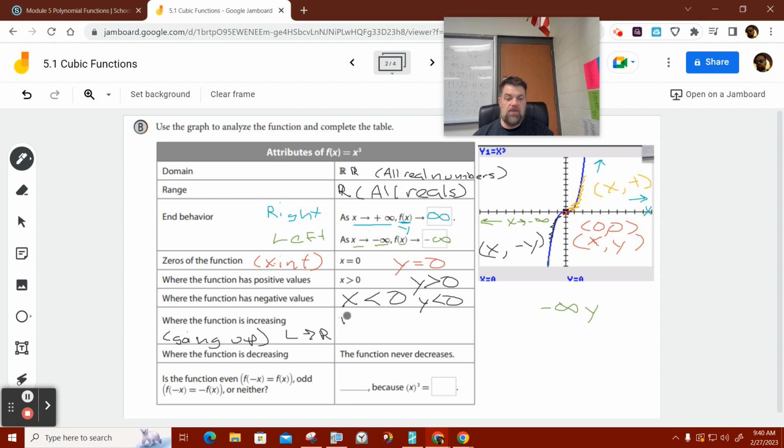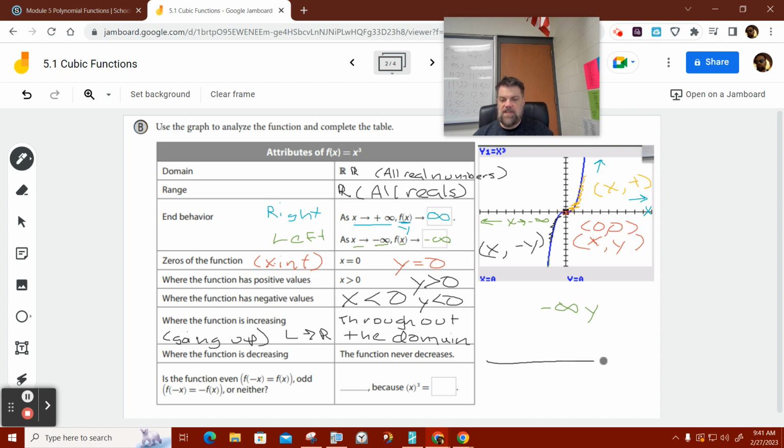So you would say throughout the domain. It's always increasing through the whole thing. And it says, when is it decreasing? Well, it never decreases.